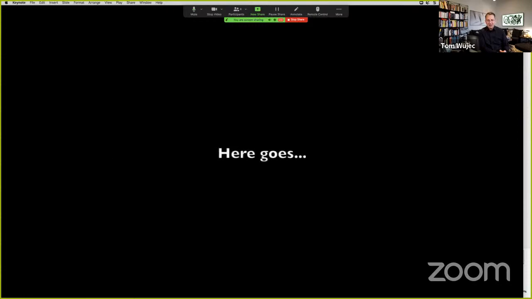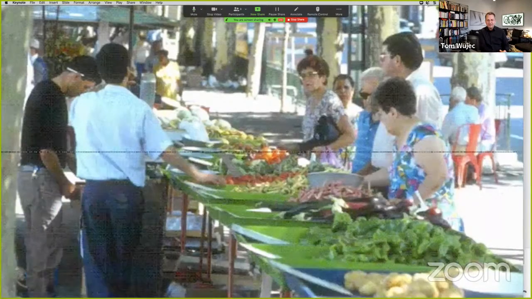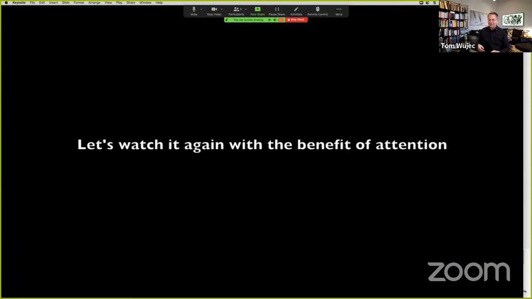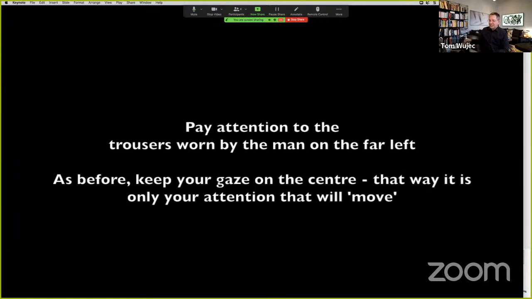So two images. There is actually a big difference. And now that I know where it is, it's super easy to find. But when you don't know, it's really hard. Pay attention to the trousers worn by the man on the far left and see what happens.